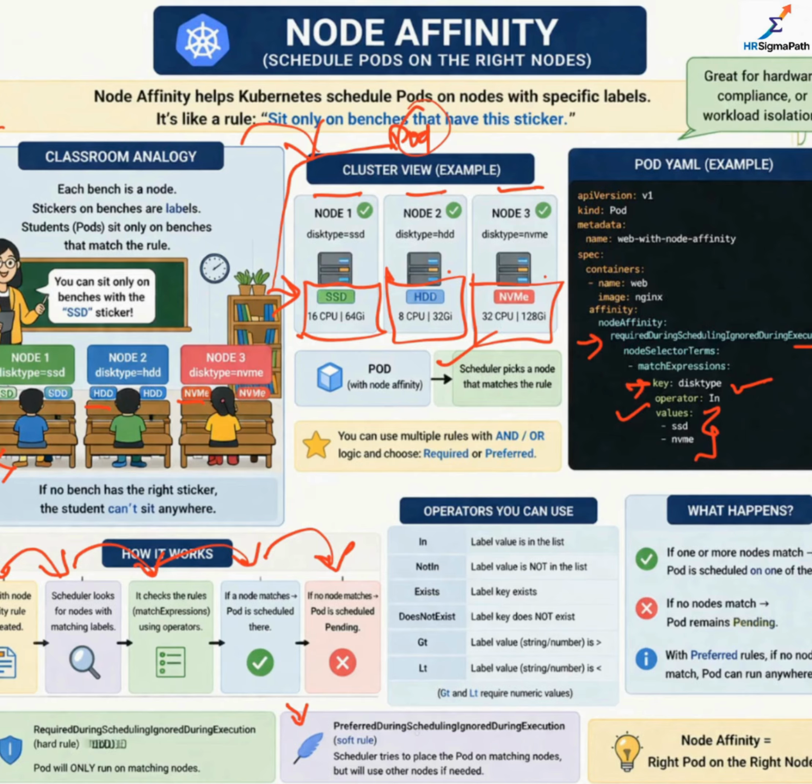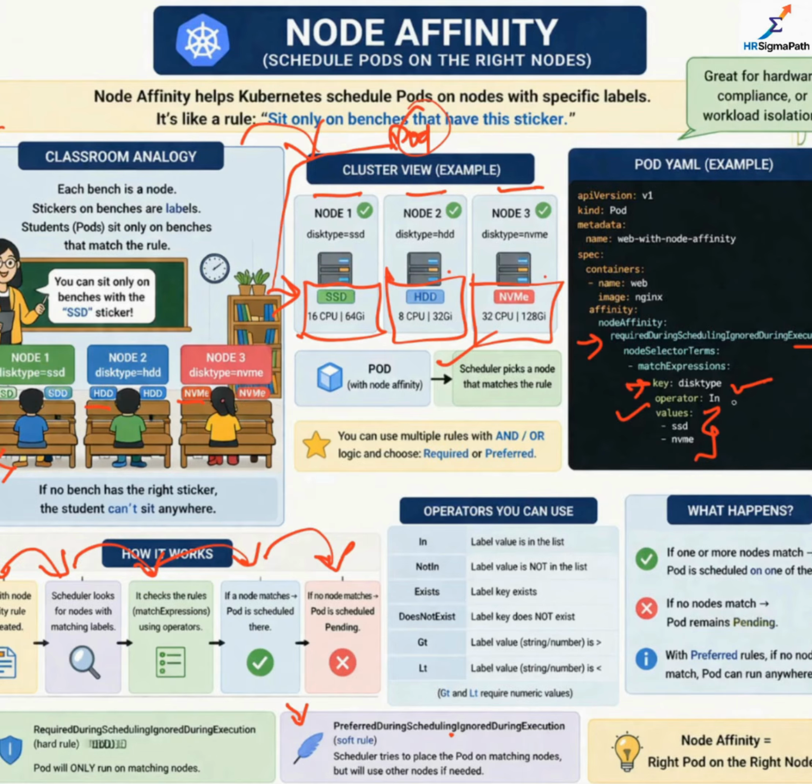Preferred during scheduling, ignored during execution. In this flexible rule, we try to match, but if not, then the pod runs anywhere. So the teacher says try for SSD or NVMe benches, but if they are full, then you can sit anywhere. So it is like that. It is a very flexible rule which can be used.